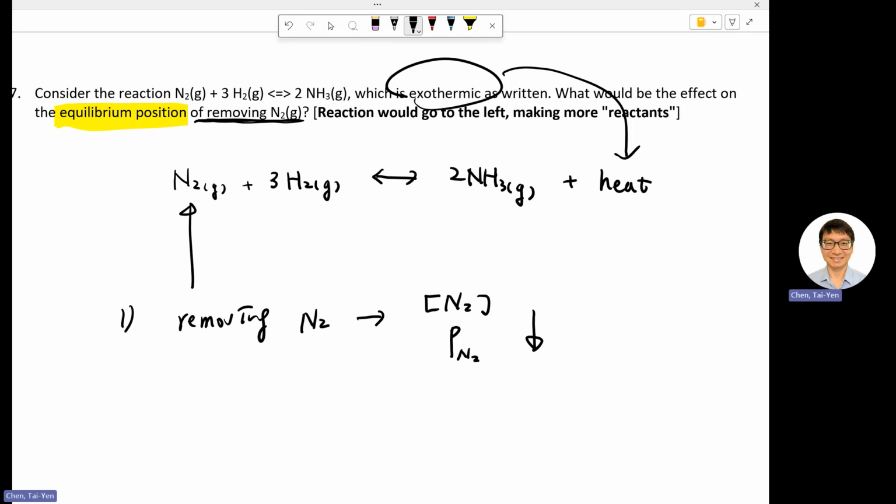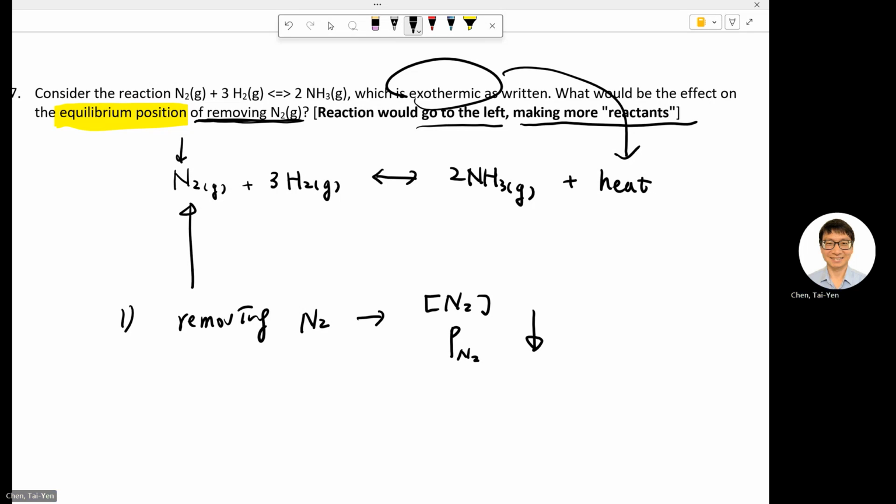What the general principle tells us is that if you make something decrease, the direction will move to compensate for that decrease, or compensate for that change. Since right now you make this one less, the direction will move to the reactant side. That's how you make the judgment. So the answer is go to the left, making more reactants. That's how you answer these questions.